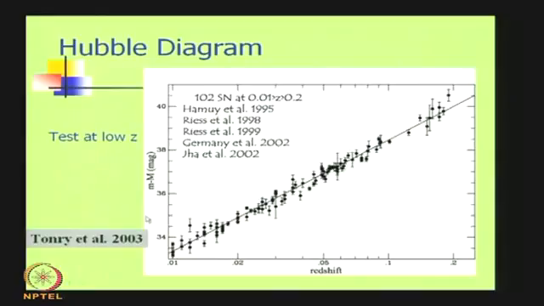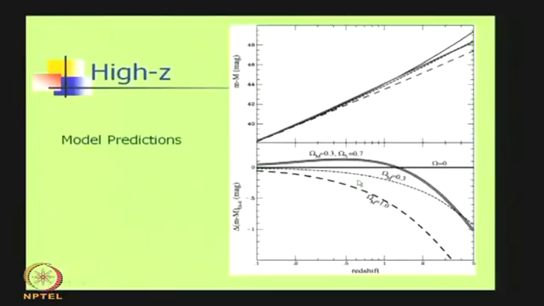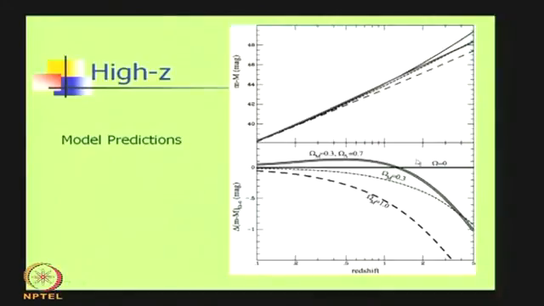So at low redshifts the luminosity distance Hubble diagram comes out to be a straight line as expected, which indicates that the method works. It also gives us a handle on the Hubble parameter. Now it is the high redshifts which are interesting, because these are standard candles, so you will get the luminosity distance. At high redshift, the relation between the luminosity distance and redshift depends on the value of the cosmological parameters.